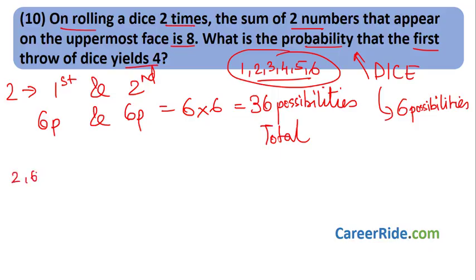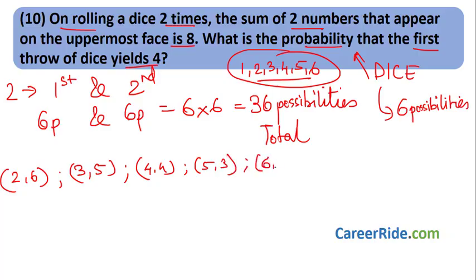We will have 2 and 6, we will have 3 and 5, we will have 4 and 4, then we will have 5 and 3, then we will have 6 and 2. Now 2 and 6 and 6 and 2 are not the same. Over here, when you throw the dice first, you will have 2 the first time, then you will have 6 in the second time. Here you will have 6 in the first time and 2 in the second time. So it is not the same. These are different scenarios. Out of that, we want the probability that the first throw of dice yields 4.